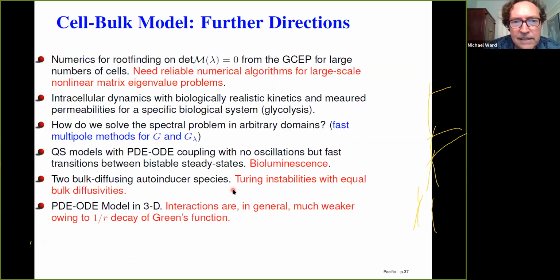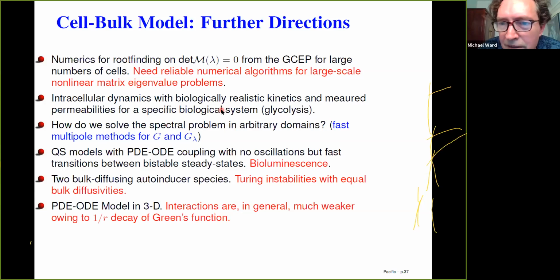Here's a further direction which I would love to know how to do. Give me 100 cells, arbitrarily placed in the domain, no symmetry, nothing, and not large D. Can you extend these numerical analysis tricks to find numerical algorithms for root finding on problems of this type?